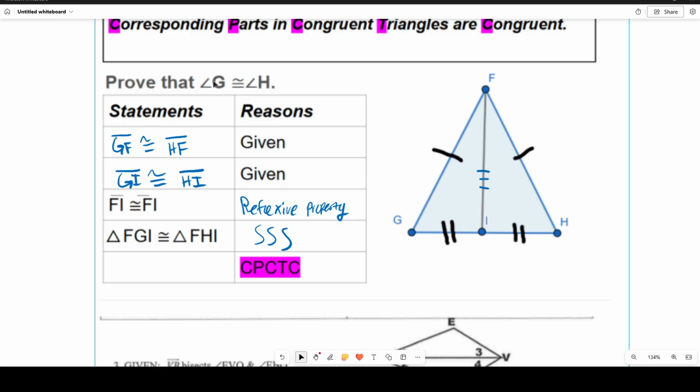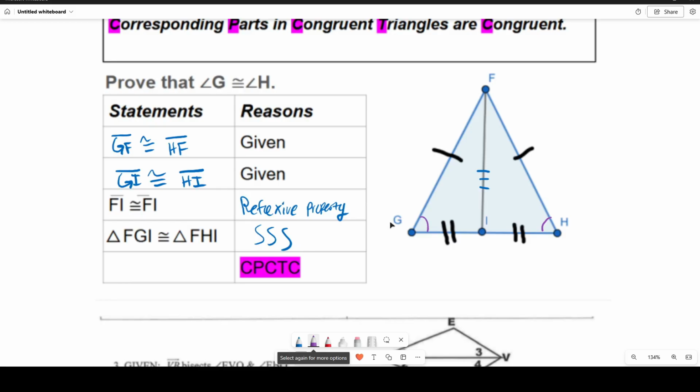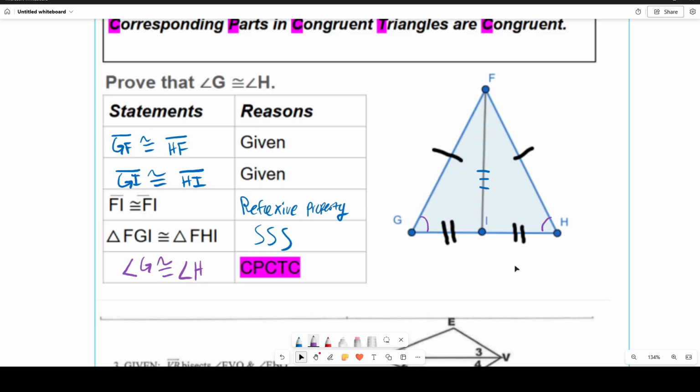Well, we want to prove that angle G is the same as angle H. With your second color, I want you to put a little arc here and one here. We know these two angles are the same because these two triangles are the same and corresponding parts are going to be the same. And we don't have an angle named yet, so I'm going to name this angle 1 because it's the first angle that we have. So because this is angle 1 and this is angle 1, these are going to be the exact same. So therefore, angle G is congruent to angle H by corresponding parts of congruent triangles are congruent.